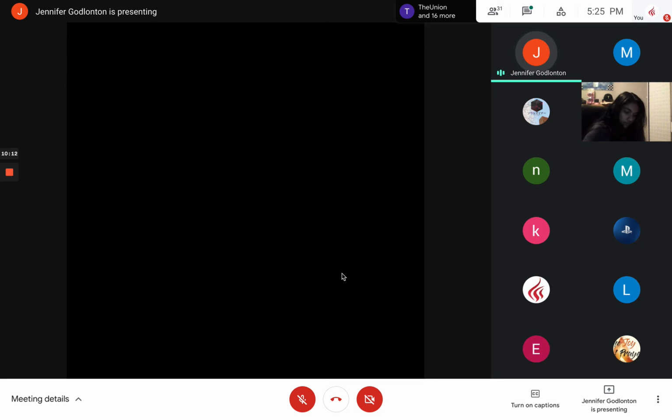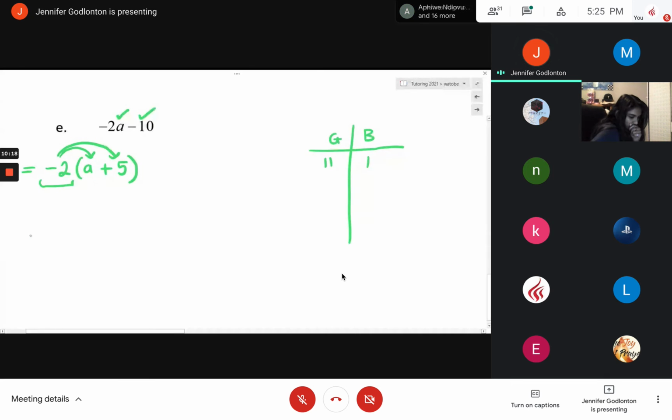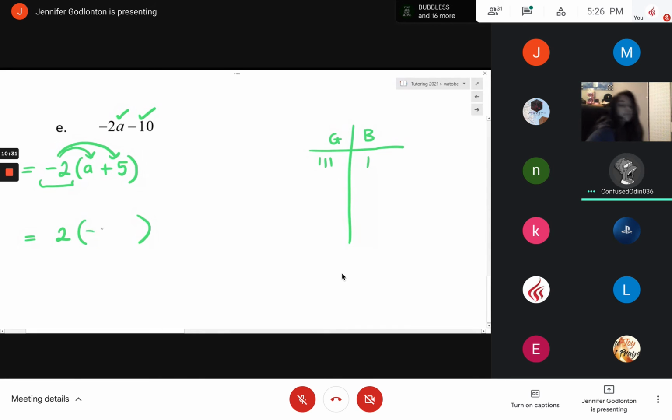Who feels like they could give me a different solution here? I can help you out and take out something different. What if I chose to take out a 2 instead of a negative 2? What would be inside that bracket? Can I answer? Yes, please do. Would it be negative a? Yes, good.